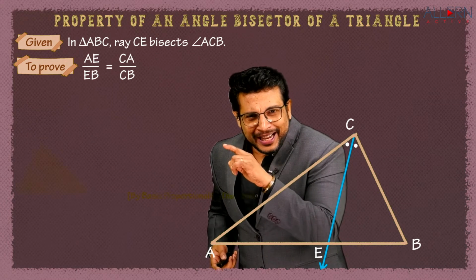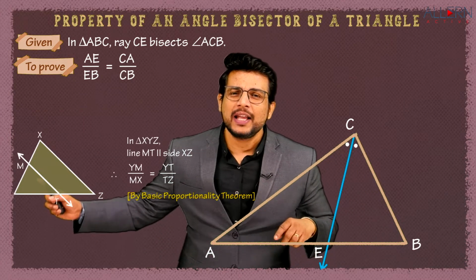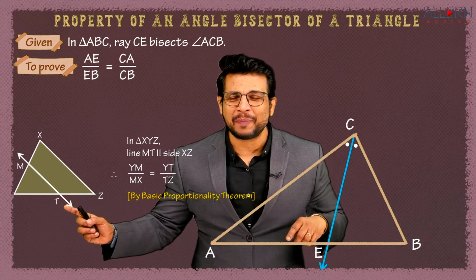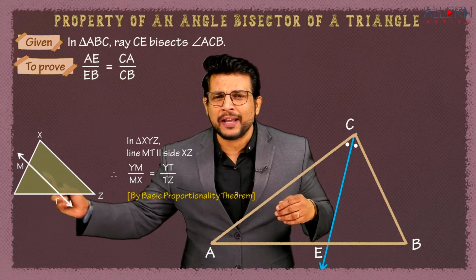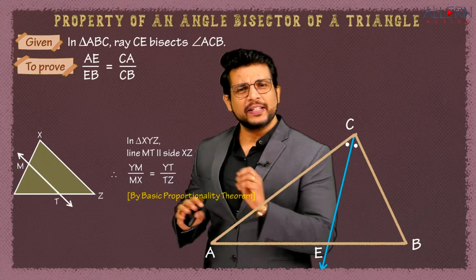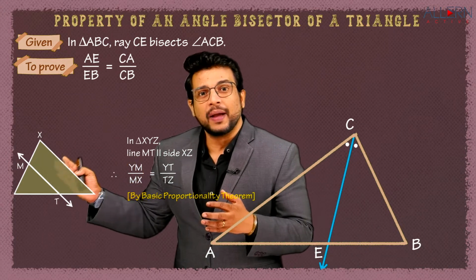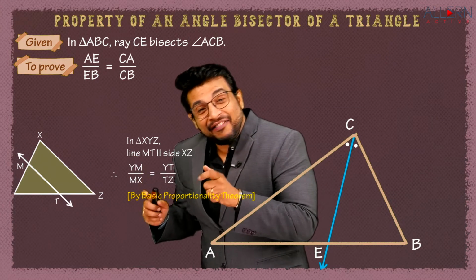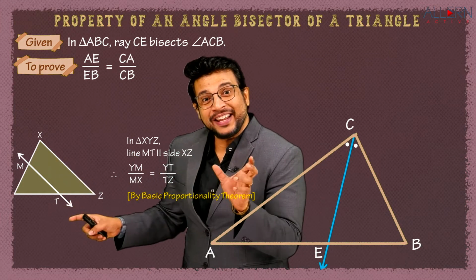Now, I'll just recap what we know about the basic proportionality theorem. Here, in this triangle YXZ, we know TM is parallel to XZ. Therefore, we get the ratio YM upon MX is equal to YT upon TZ. That is what we know about the basic proportionality theorem. That means in basic proportionality, there's a triangle, and a line parallel to a side intersects and divides the two sides in two parts, so that we get ratios.